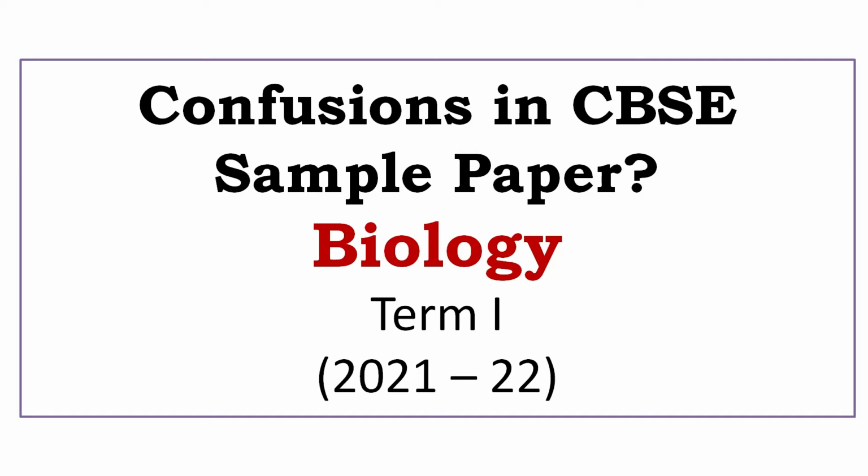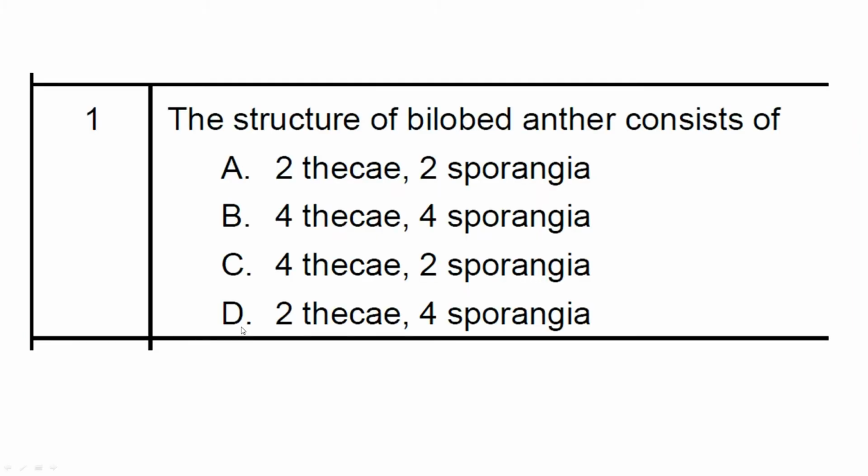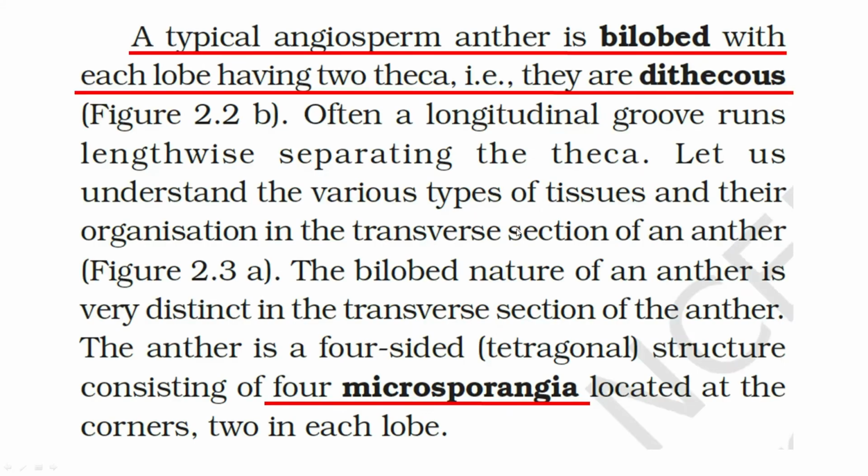While doing that, some of my students found questions which were really confusing. For example, the first question itself says, the structure of bilobed anther consists of. Options are given over here. Now, before we go through the options, let us look at the question. The structure of bilobed anther consists of how many thecae and how many sporangia? Now, if we look at our NCERT textbook, this particular paragraph contains the answer.